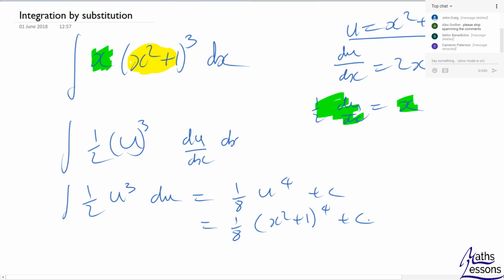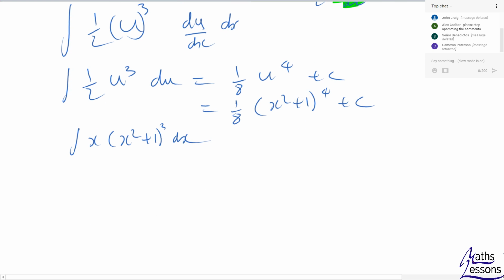Now, we could have just done that in our heads using reverse chain rule methods. So if we just think about the integral of x, I'll show you how you could have done this in your head if you can't spot it already. When you're doing these in your head, start off by looking at the thing which seems most closely linked to what you think the derivative might be.